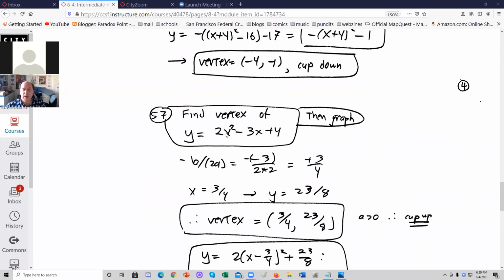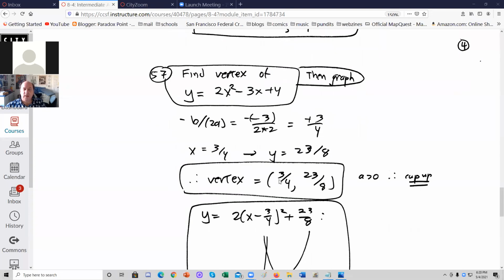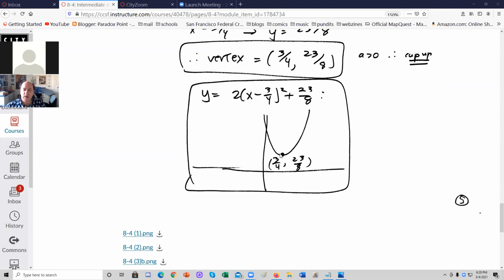Find the vertex of y equals 2x squared minus 3x plus 4, and graph. All right, to find the x value of the vertex, it's negative b over 2a, that's minus a negative 3 over twice 2. That's 3/4. Plugging 3/4 in, you get y equals 23/8. So the vertex is at 3/4 by 23/8. This a is positive, so it's cup up. So here we go. The vertex is at 3/4 by 23/8, and it's cup up from there.